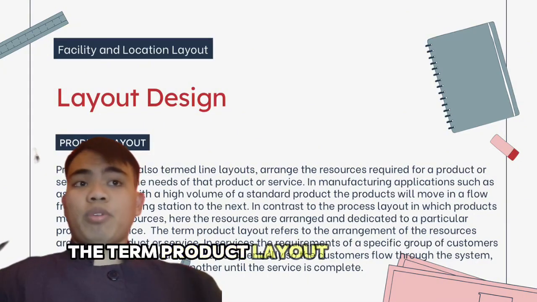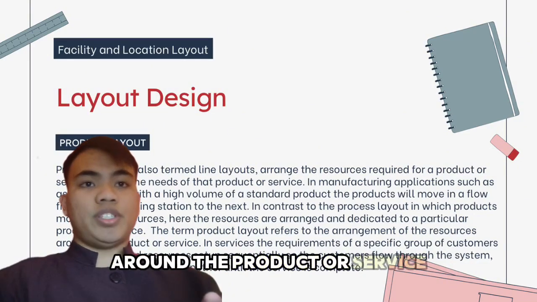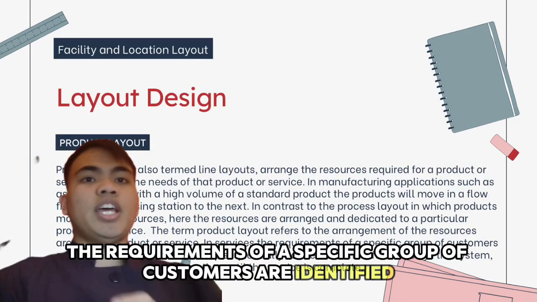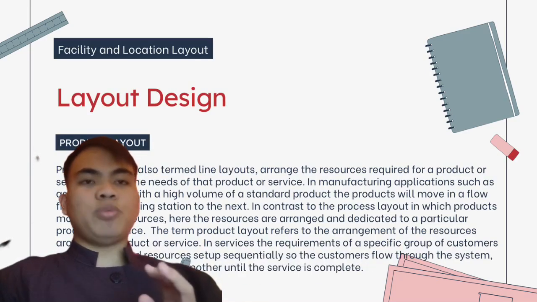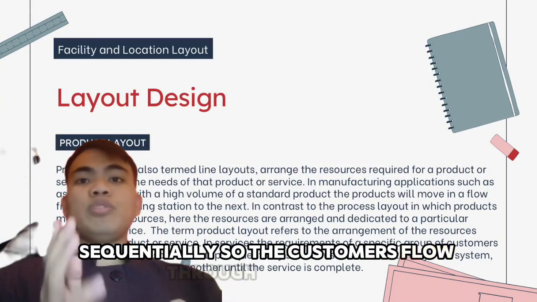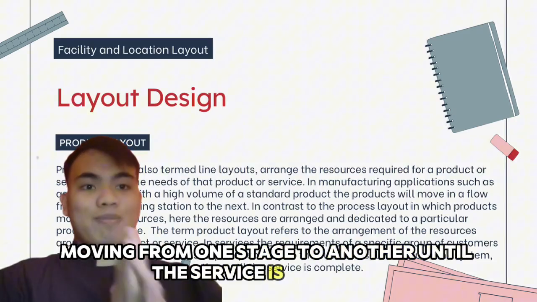The term product layout refers to the arrangement of the resources around the product or service. In services, the requirements of a specific group of customers are identified and resources set up sequentially. So the customers flow through the system, moving from one stage to another until the service is complete.